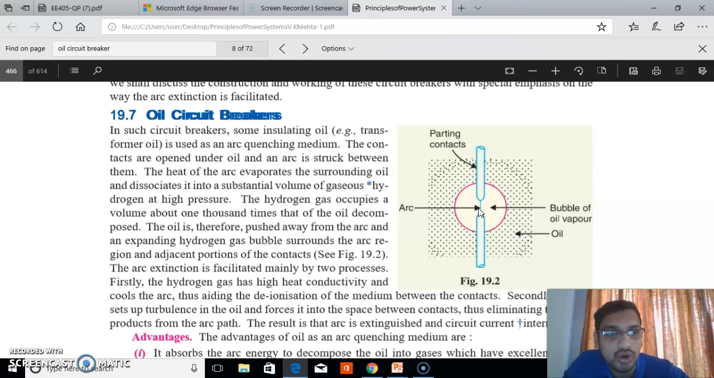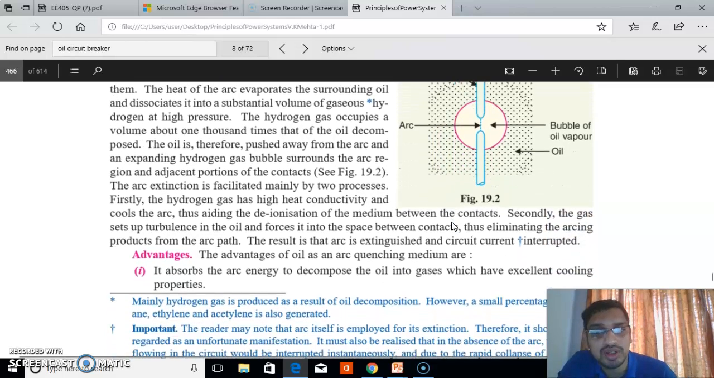The oil circuit breaker can also be classified into different categories, but the operation is the same. The hydrogen bubble is produced, the volume of the hydrogen bubble is larger than the oil, and this hydrogen bubble pushes the arc away between the contacts. The operation of the oil circuit breaker is the same in all types. Only the construction varies. Now we move to the classification of oil circuit breakers.